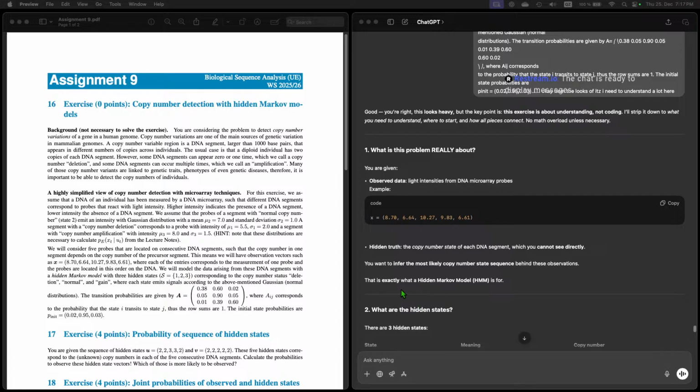Hidden truth: the copy number state of each DNA segment. You want to infer the most likely copy number state sequence behind these observations. That is exactly what a hidden Markov model is for. Did I look into this hidden Markov model? Please tell me I did.